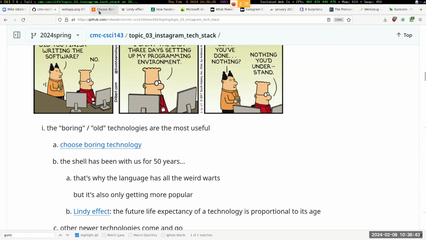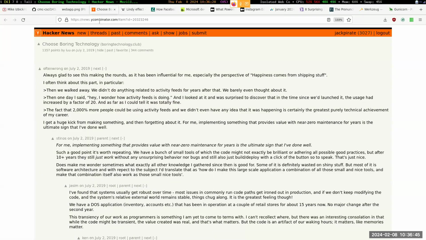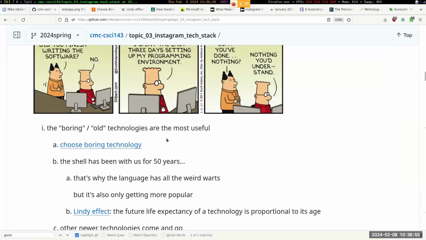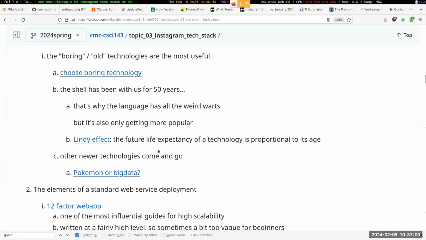And there's some famous posts on, if you've ever seen news.ycombinator.com, Hacker News before, a place where programmers hang out, famous post here about choose boring technology, linked right here, recommend you take a look at it. And you can get some intuition about why people like the boring technology. The shell is an example of one of these boring technologies that has been with us for 50 years, and that's why the language has all these weird warts that we're talking about, but it's literally only getting more popular with time.